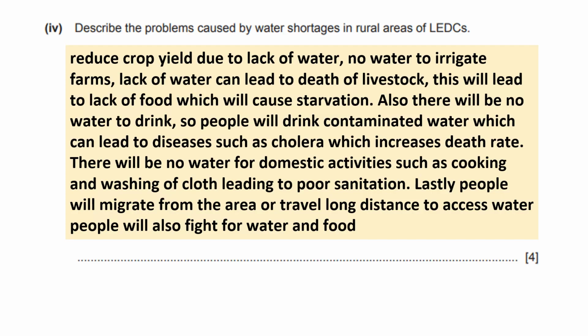So lastly, people will migrate from the area or travel long distances to access water. So people will also fight for water and food in rural areas in LEDCs. So these are problems caused by water shortages.